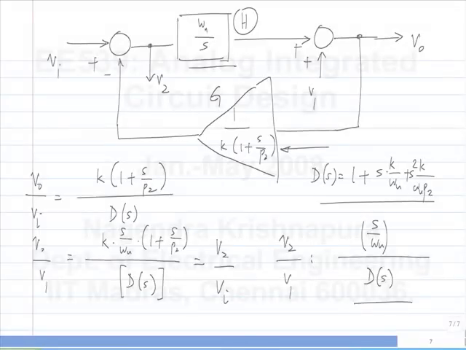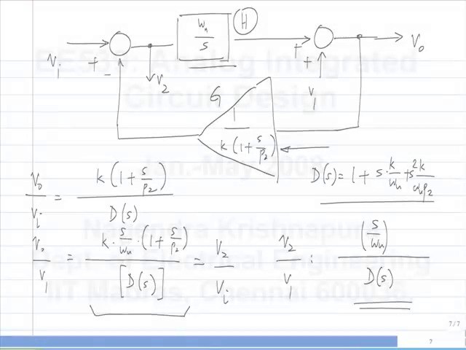what kind of transfer function is this? It's a bandpass system. Okay, so at very low frequencies it's 0, and very high frequencies also it is 0, because the denominator has a square.